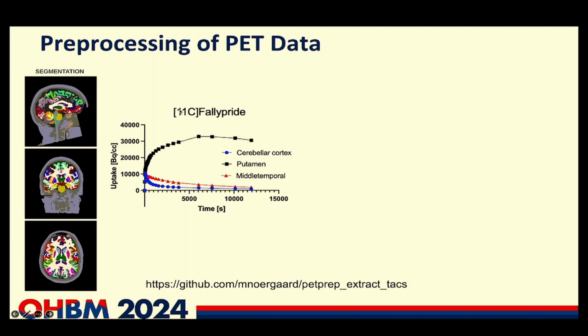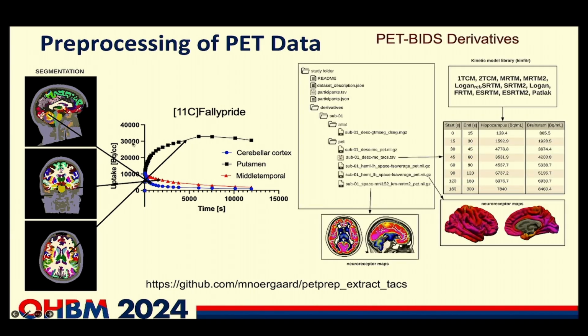Then I'm just showing you an example here using fallypride, which is a dopamine D2, D3 tracer. And basically, we're extracting the time activity curves for these different regions. I'm just showing examples. This can be done for every tracer that you have in mind. All the output data is in the BIDS derivatives following the current PET specification. It's not finalized yet, but we're working on it, and I encourage everyone here to join those efforts.